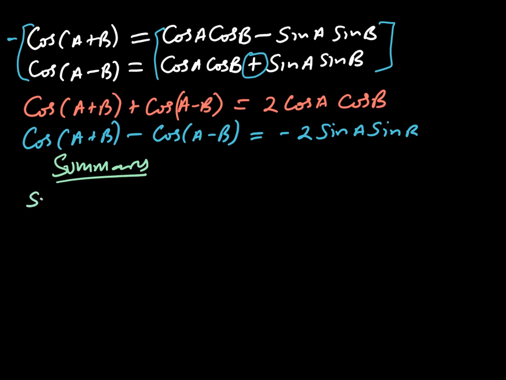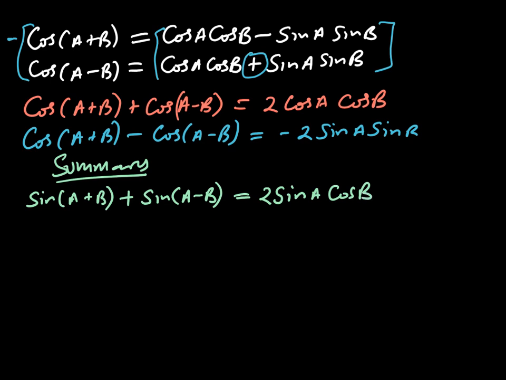So if you have a sine of angle A plus B plus sine of angle A minus B, it will give you 2 sine A cosine B. If you have sine of A plus B minus sine of A minus B, the result we have got is 2 cos A sin B.